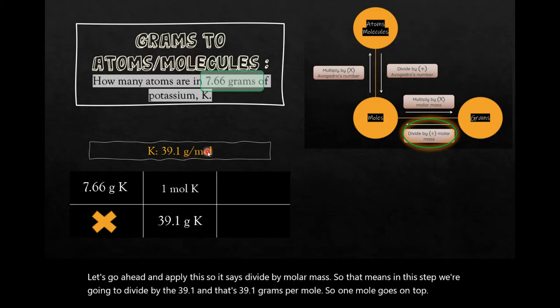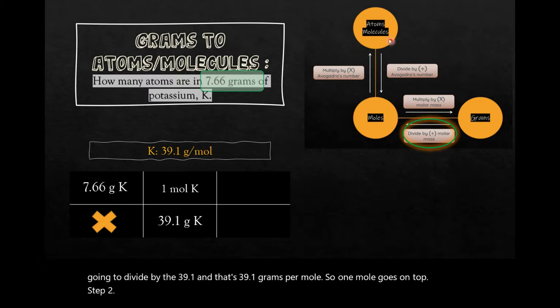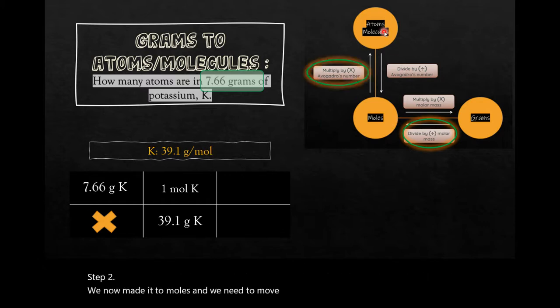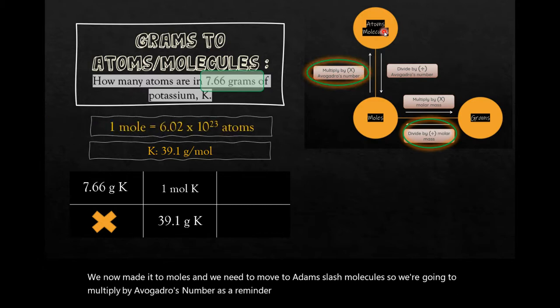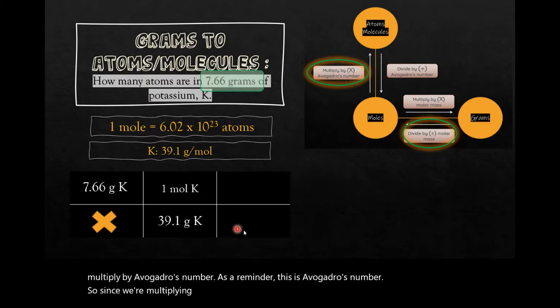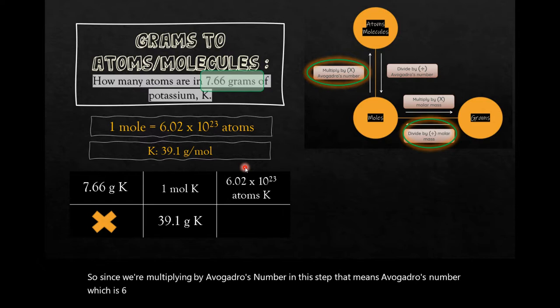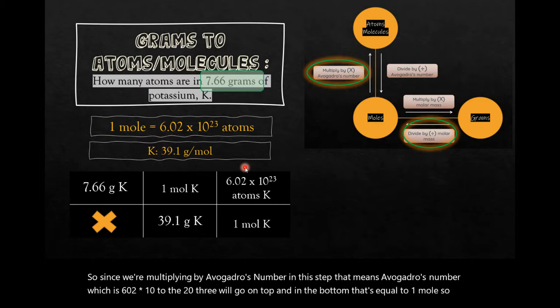Step 2. We now made it to moles, and we need to move to atoms/molecules. So we're going to multiply by Avogadro's number. As a reminder, this is Avogadro's number. So since we're multiplying by Avogadro's number, in this step, that means Avogadro's number, which is 6.02 times 10 to the 23, will go on top. And in the bottom, we know that's equal to 1 mole, so we add 1 mole.